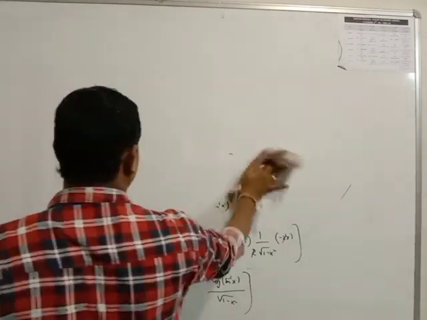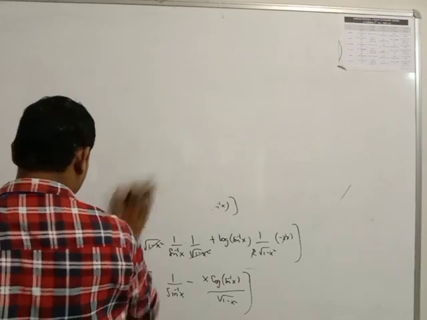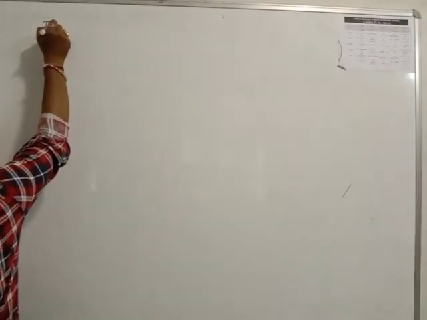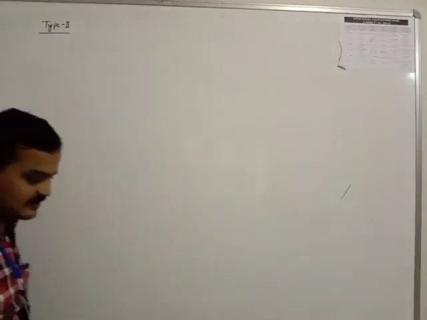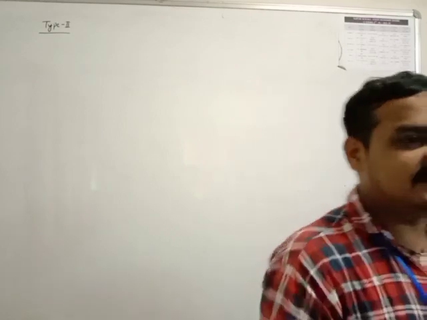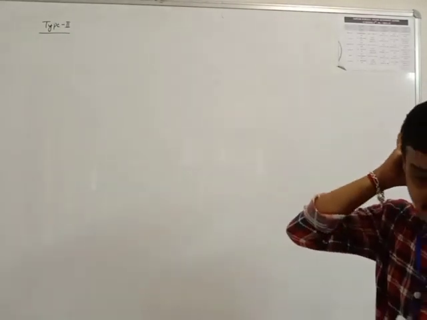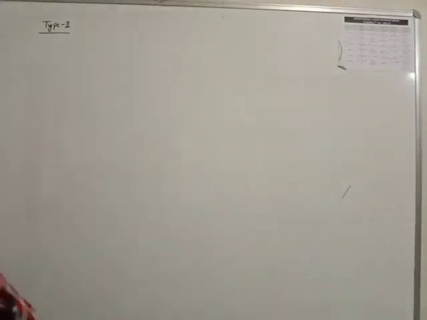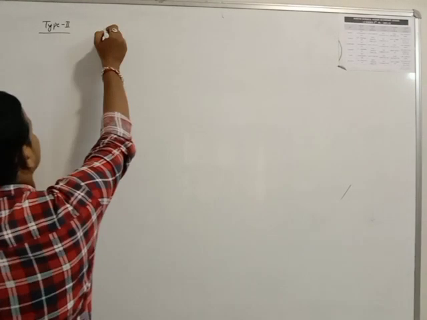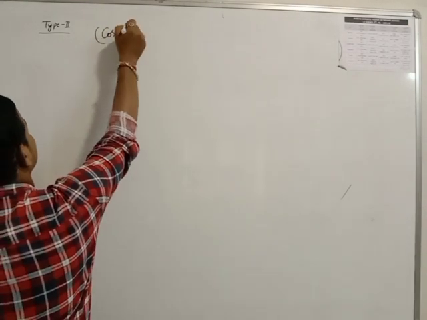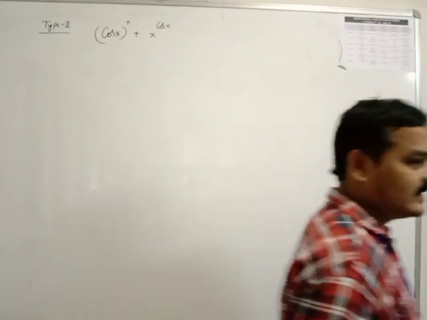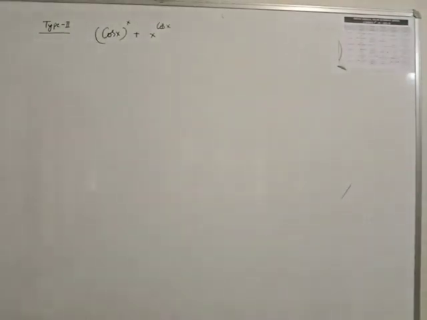Now type 2. Type 2 model. So what does type 2 model mean? It is the summation of functions of the function to the power function method. Function to the power function, but it is the summation method. What is the question? The question is cos x to the power of x plus x to the power of cos x. This is the question given.